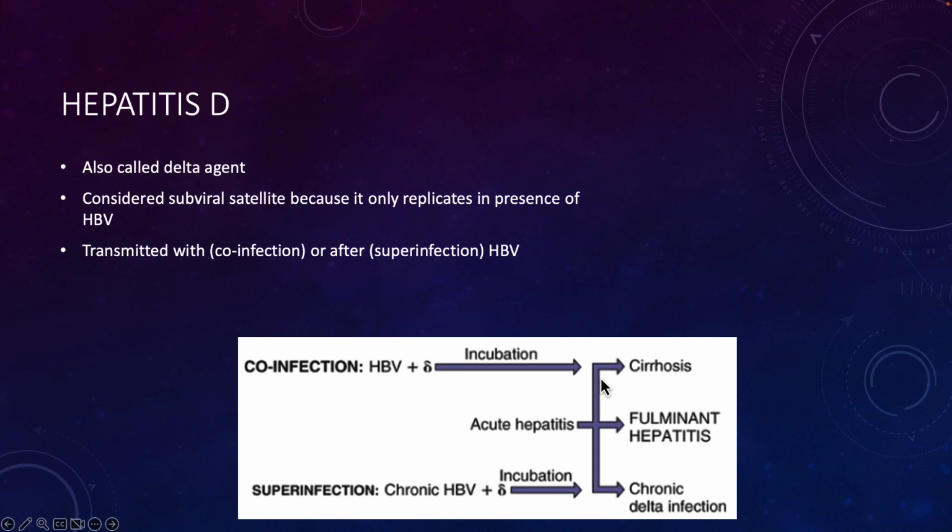And with all of these, you're going to see cirrhosis, acute hepatitis that can become fulminant or very severe very quickly. And you can have chronic infection where you're shedding that delta agent and potentially passing it on to other individuals.